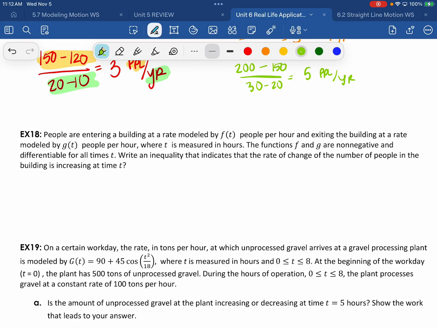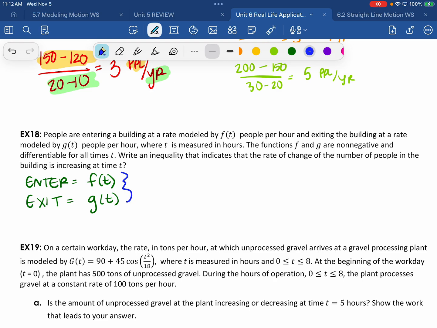So, is this a common question? You're going to see lots of words. It's going to give you lots of information. And my advice for you is if you come across this and you're like, what? Just start to break it down. So, people are entering a building. So, I'm going to write, okay, people are going to enter, and that's F of t. And then people are going to exit, and that's G of t.